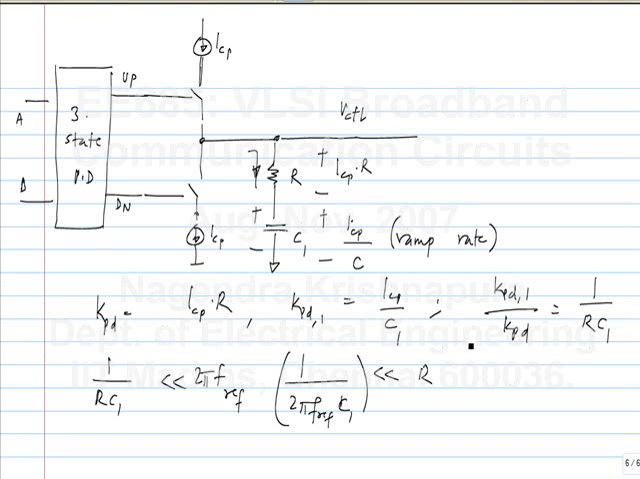Now, if you have some kind of an average up minus down current, then that will accumulate charge in C1 and the voltage will drift up or down depending on the sign of up minus down. So it will finally reach steady state where the capacitor holds the value required for the VCO to oscillate at some frequency, and the resistor will supply the fluctuations.